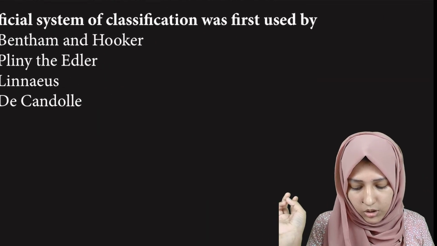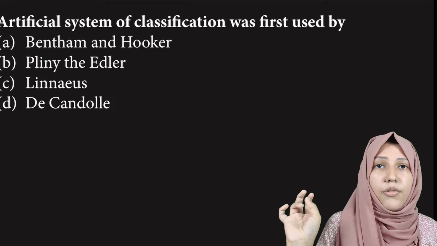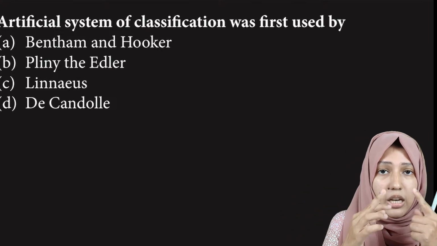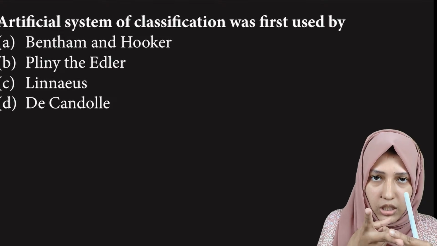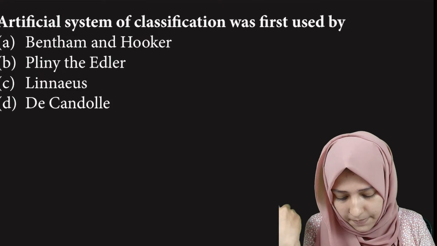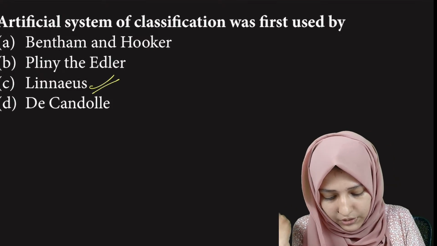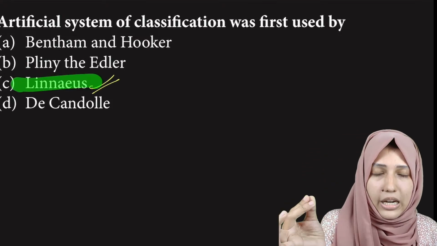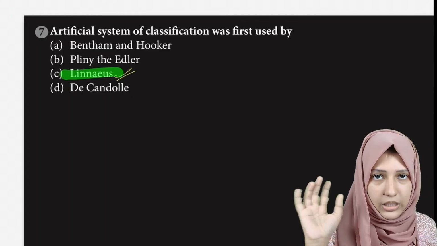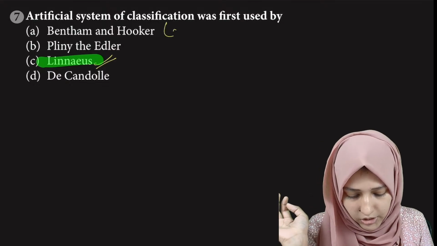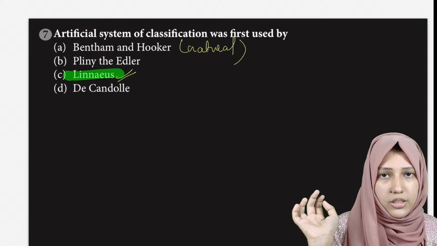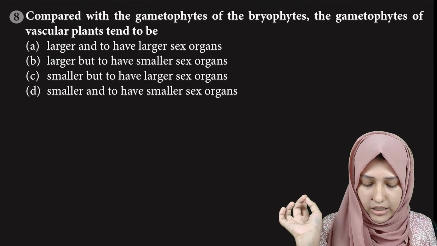Okay, now coming into the next one. Artificial system of classification was first used by. There are two systems of classification, natural system of classification and artificial system of classification. Artificial system of classification was given by Linnaeus. And who gave the natural system of classification? Bentham and Hooker. Clear? Okay. Natural system of classification was given by Bentham and Hooker, and artificial system of classification by Linnaeus.